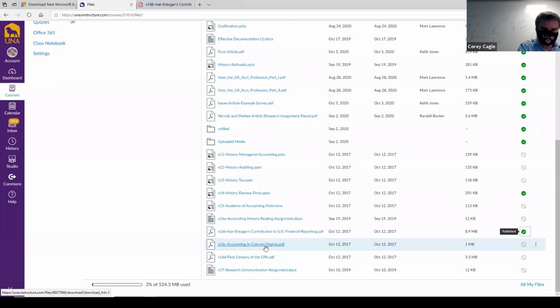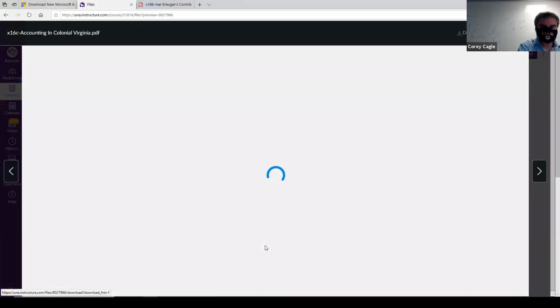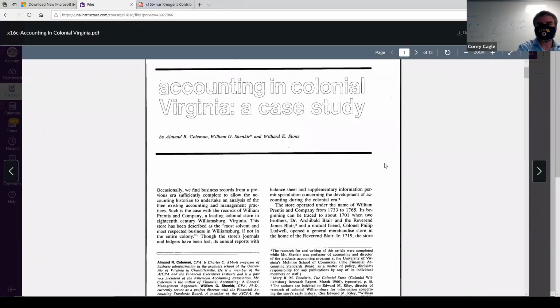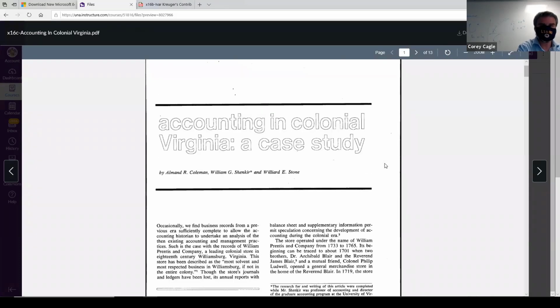So that'll be one of them. The other one will be that one in Colonial Williamsburg that I talked about, on accounting in colonial Virginia. Not as exciting of a read, but it's worth reading, just to get an idea of the types of history research that are out there.